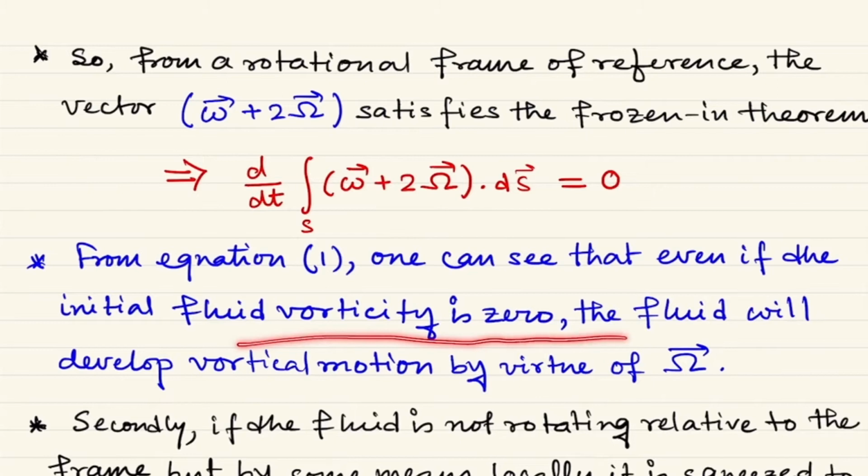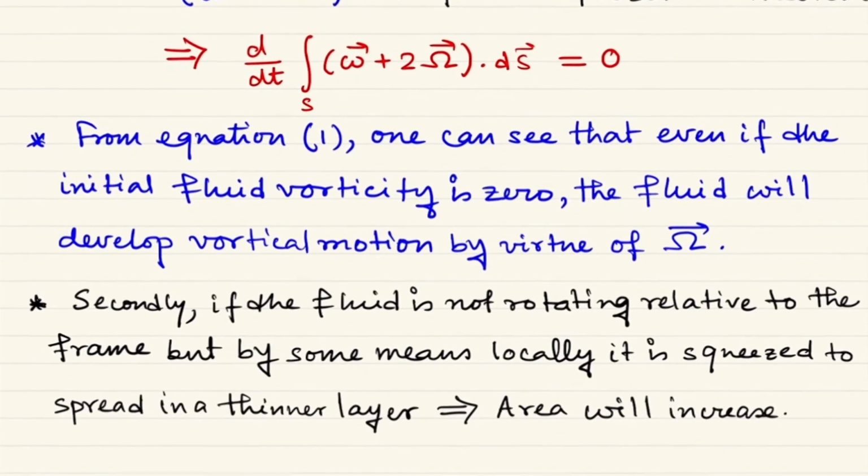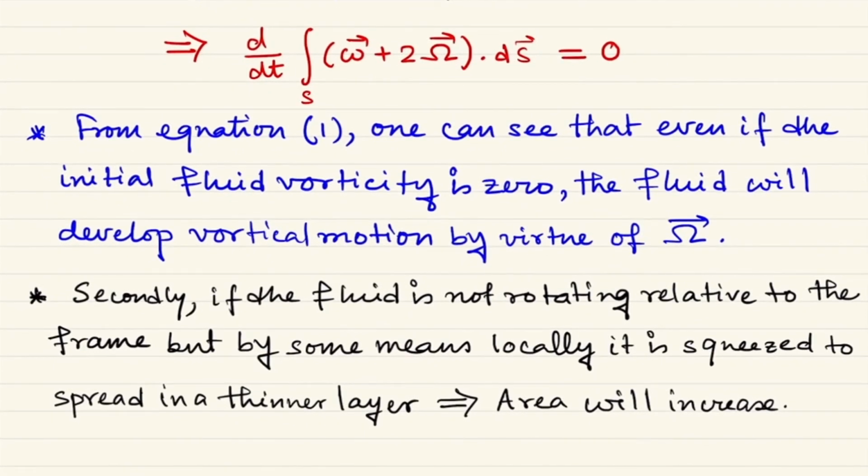Now, from equation 1, one can see that even if the initial fluid vorticity is 0, the fluid will develop vortical motion by virtue of omega. That we already have discussed. Now, the second point is very interesting: if the fluid is not rotating relative to the frame, but by some means locally this fluid is squeezed to spread in a thinner layer, then what happens?